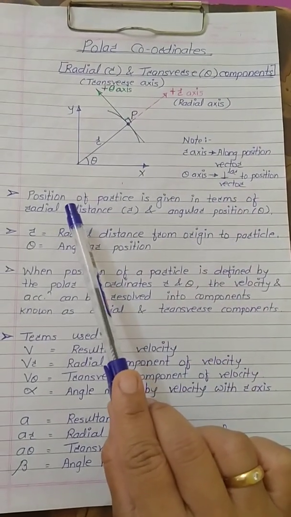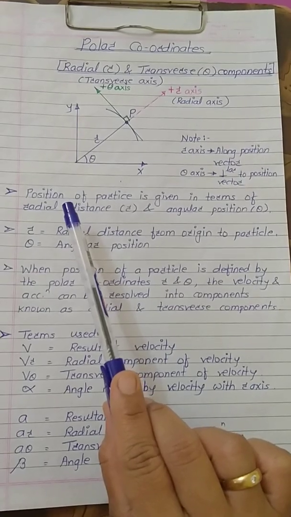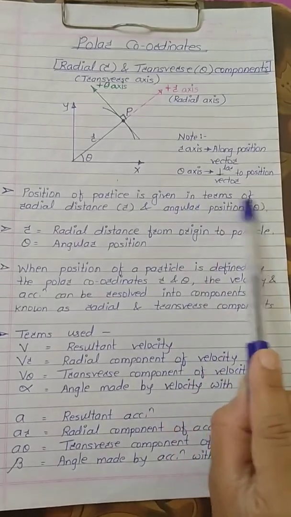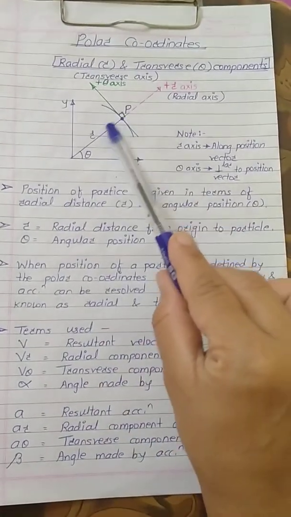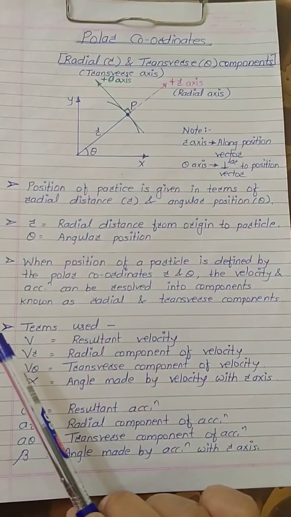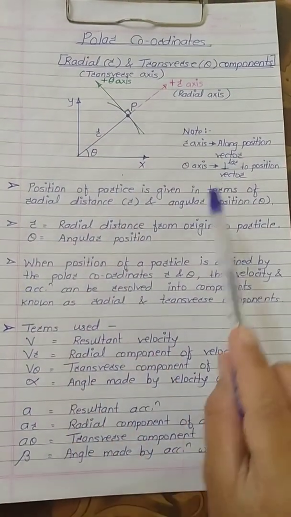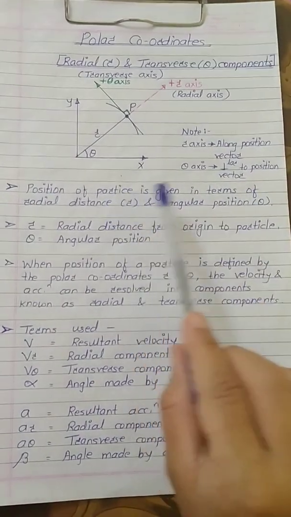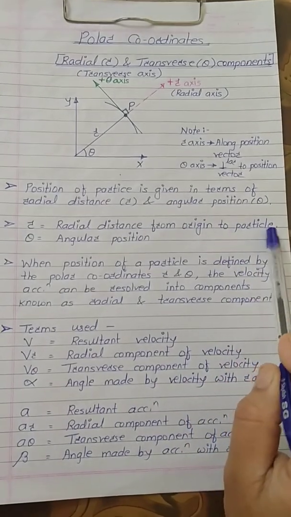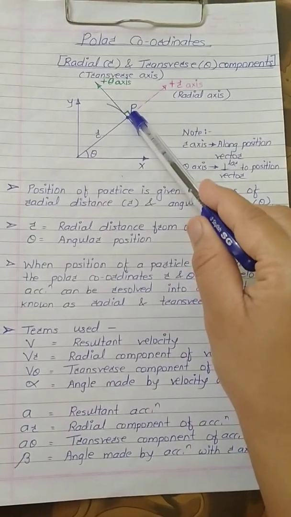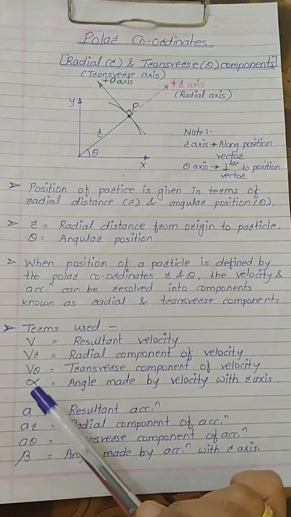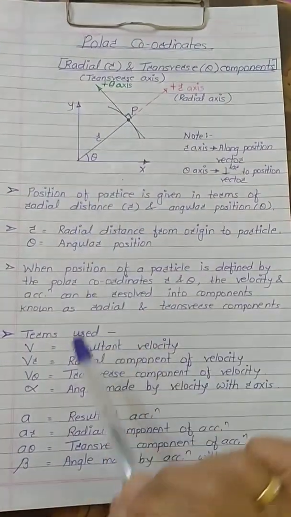Now in radial and transverse component system, that is polar system, position of particle is given in terms of radial distance r and angular position theta. So we can know this system when the r and theta is given, where r is radial distance from origin to particle. So the distance of particle from origin is given by radial distance r, and theta is its angular position.